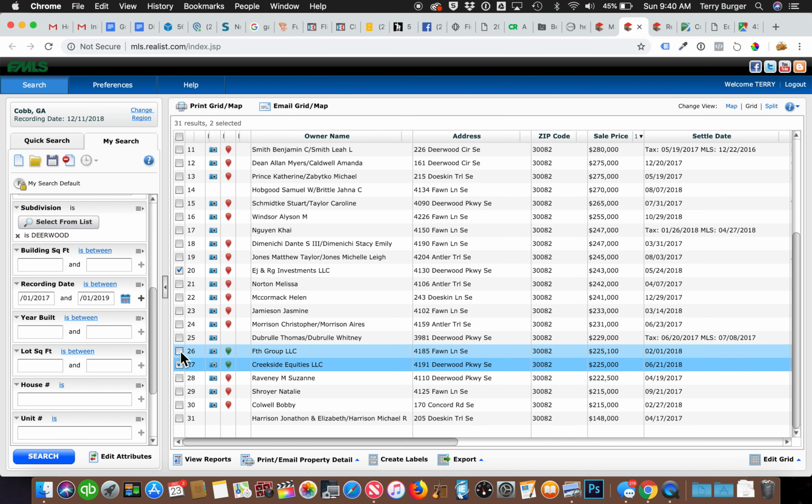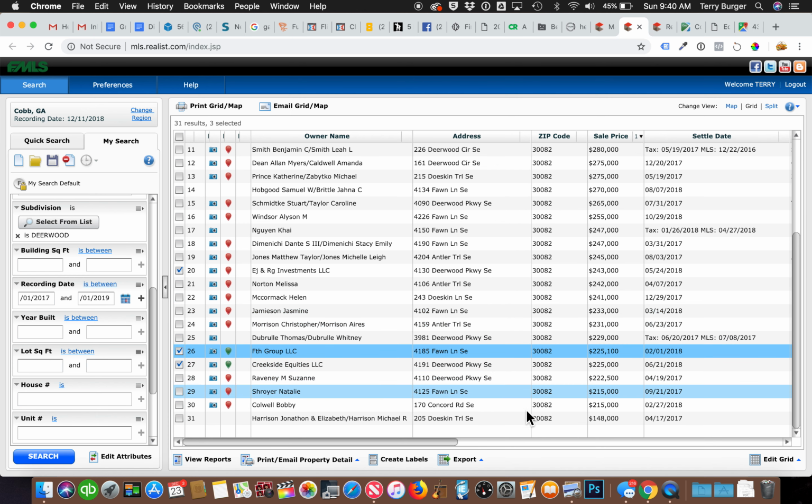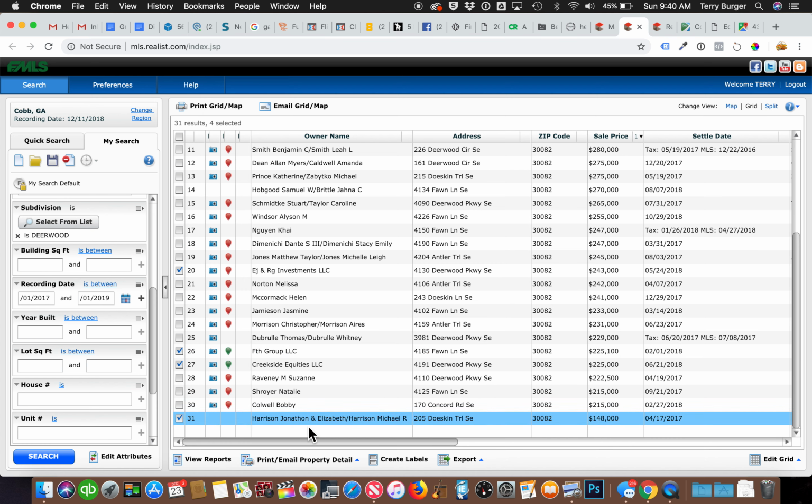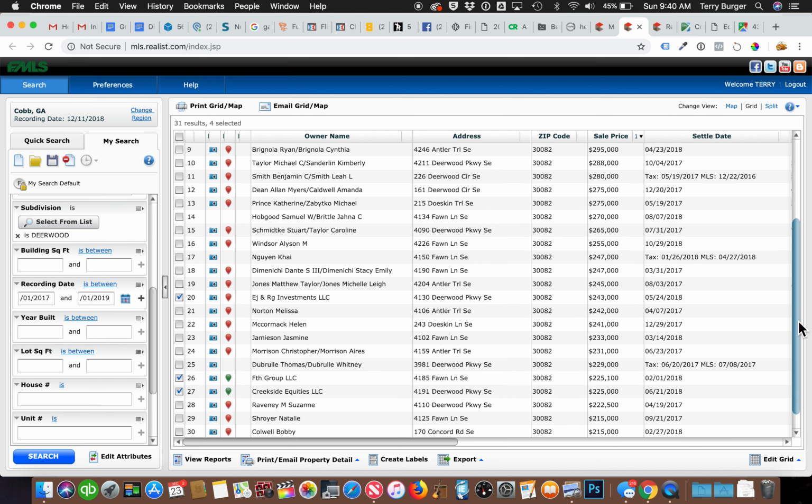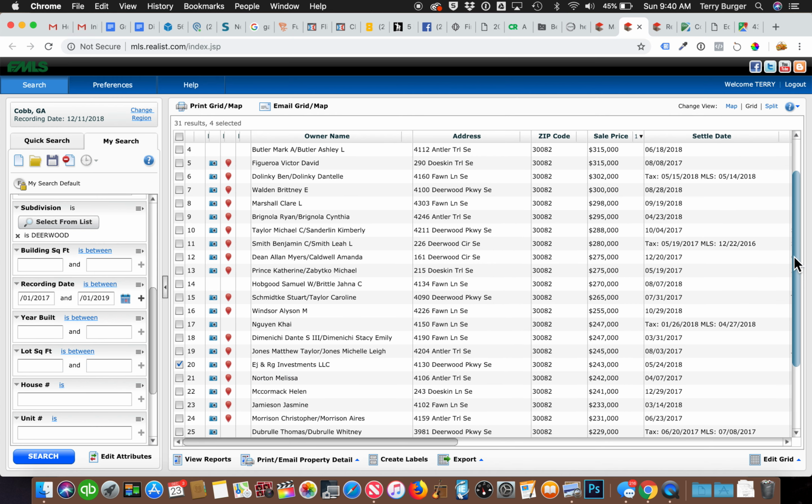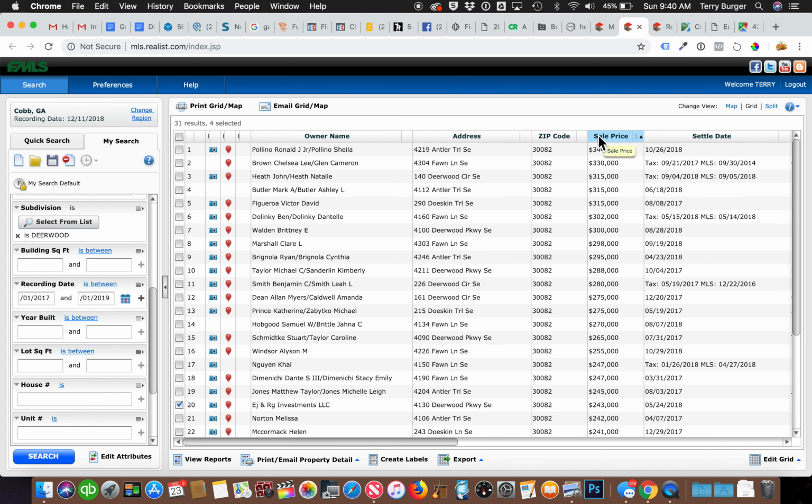Creekside Equities, FTH Group. See if there's any more. I don't see the one. I'm really interested in this one for $148,000. And again, I'm just going to keep looking. Then maybe sort by sales price, low to high.